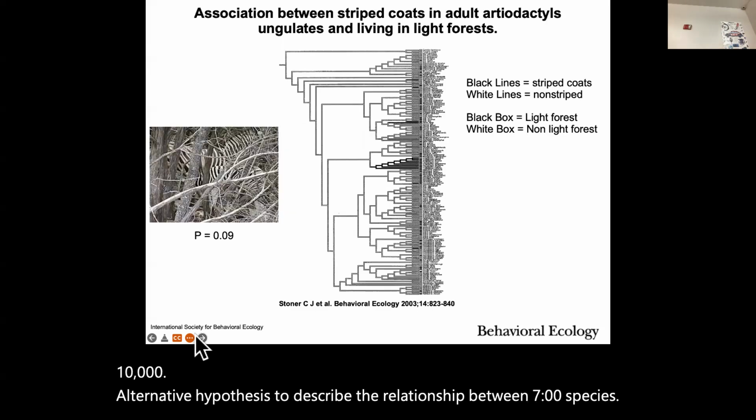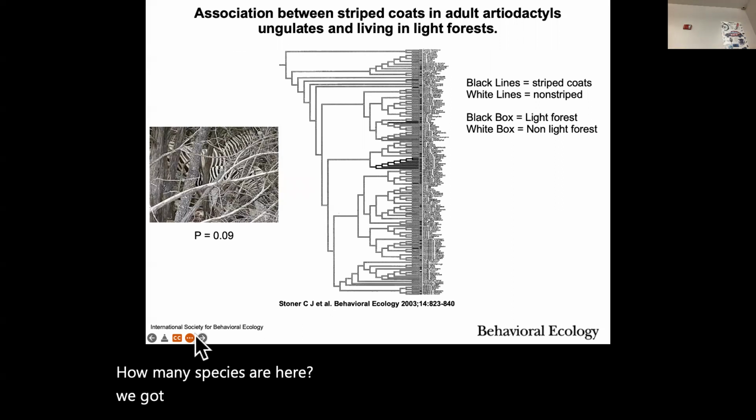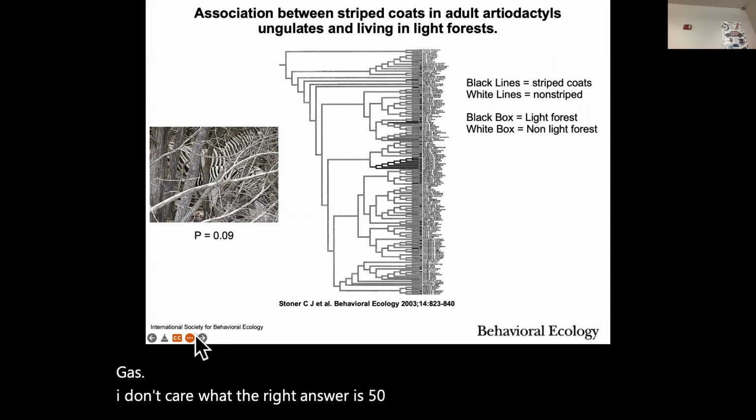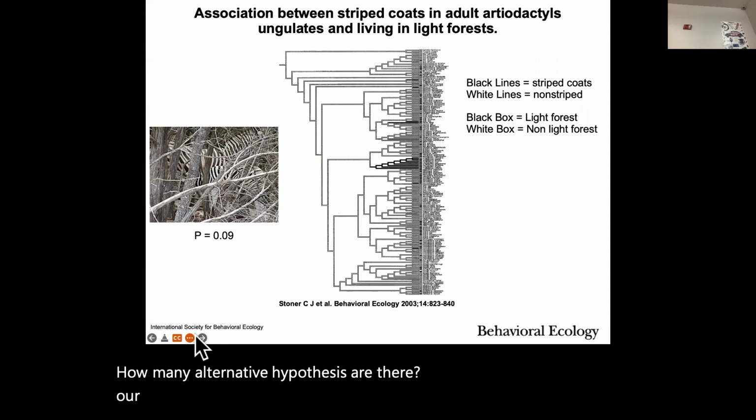How many species are here? We have 3 that are the outgroup. How many are here? Guesstimate. Guess. I don't care what the right answer is. 50, 60, does that seem reasonable? How many alternative hypotheses are there? At a minimum, millions. Realistically, more like billions.